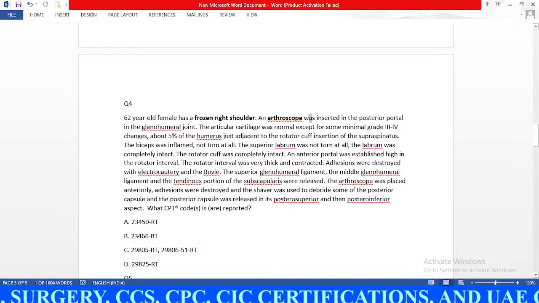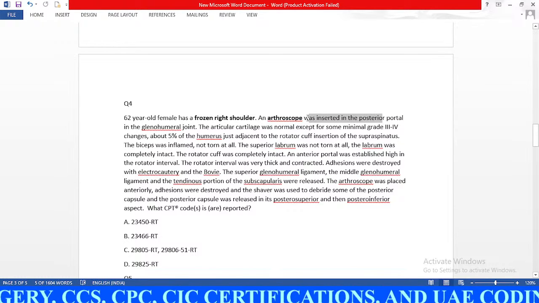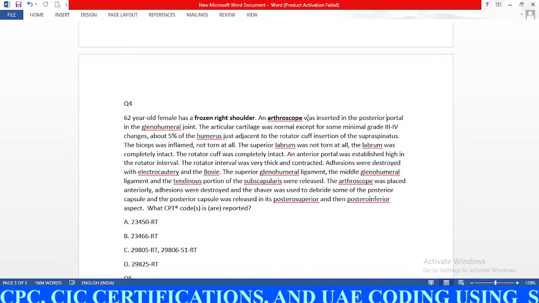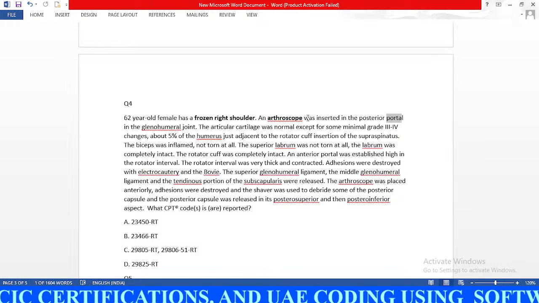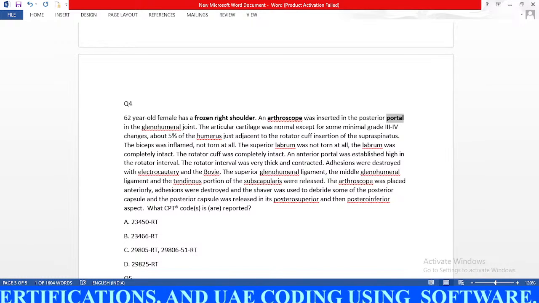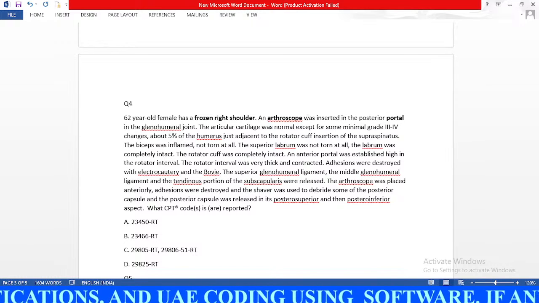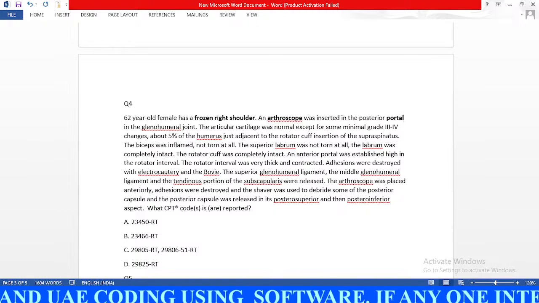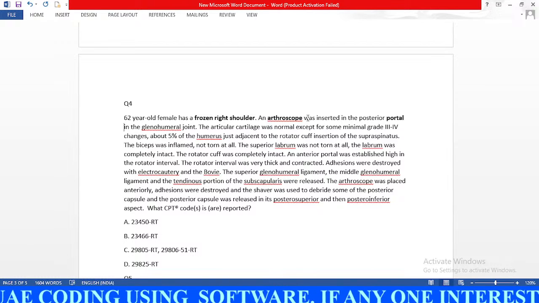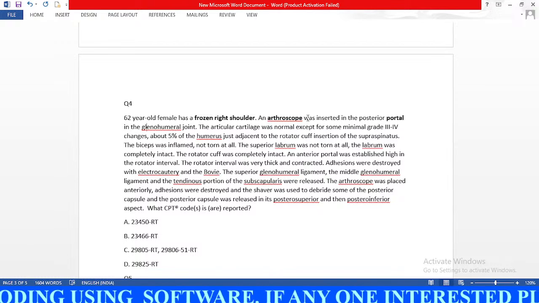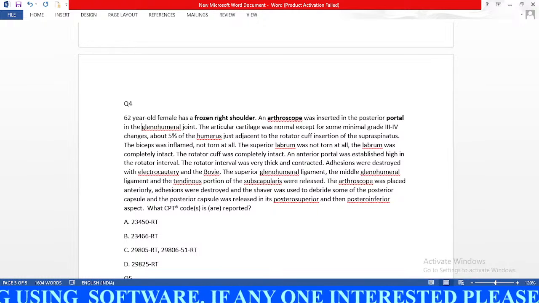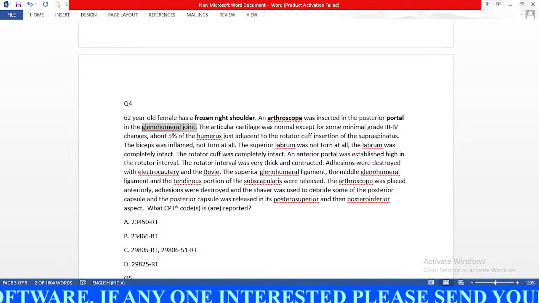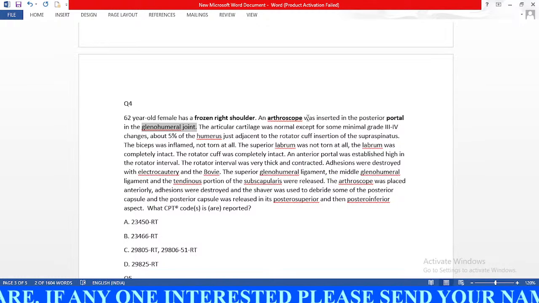The arthroscope was inserted in the posterior portal. One of the keywords for arthroscopy is portal. This is a very important keyword. If you find portal, even if you can't find arthroscope, you can directly code arthroscopy. So, portal in the glenohumeral joint. Glenohumeral means it is a shoulder joint, the joint between the glenoid labrum and the humerus.